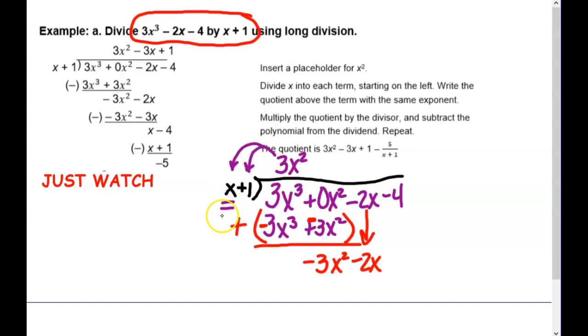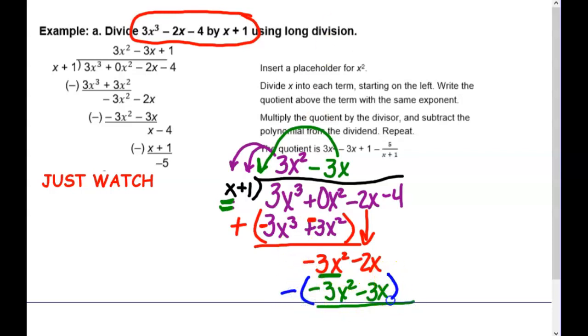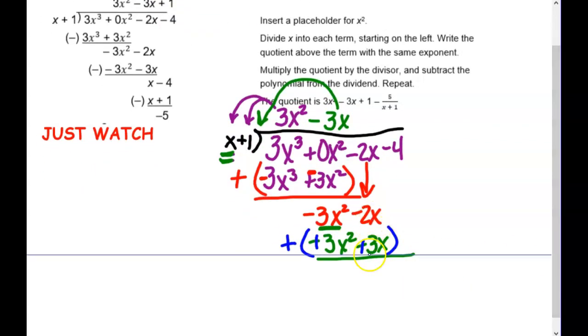Now again, I'm looking at the first term up here has to become exactly this term. So I need to multiply by a negative 3 and an x, so that when I multiply it by this x, I get exactly negative 3x squared. Then I'm also multiplying this by the 1, so I get a minus 3x. Okay, then I'm subtracting, which is the same as adding the opposite. Change the signs, and now I'm adding. This is a 1x, bring down the minus 4.